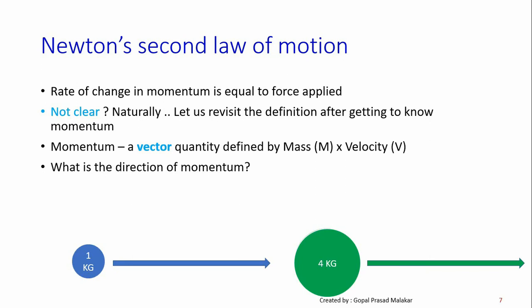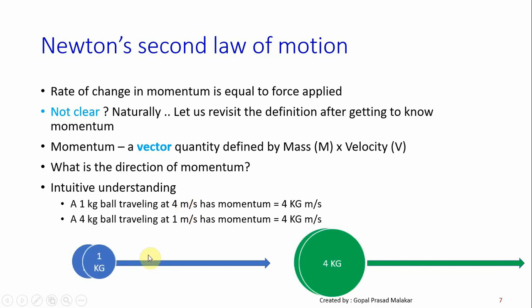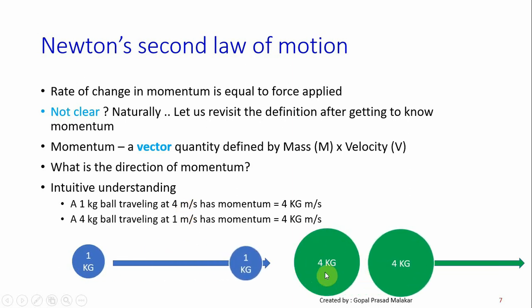And what is the direction of momentum? Now once we are clear, understand this way, that a 1 kg ball traveling at 4 meter per second and a 4 kg ball traveling at 1 meter per second is actually the same thing. Intuitively we know that we will require the same force to stop it, whether 1 kg is moving with 4 meter per second speed or 4 kg is moving with 1 meter per second speed.